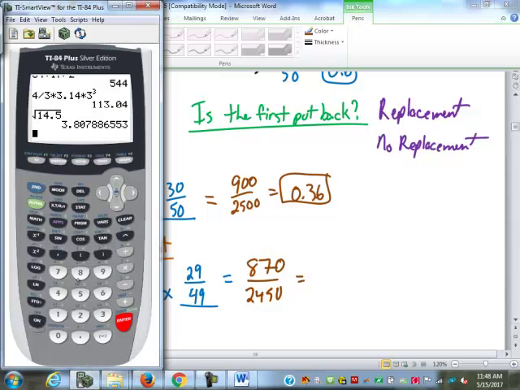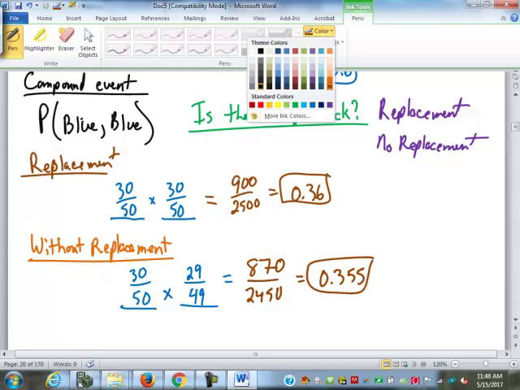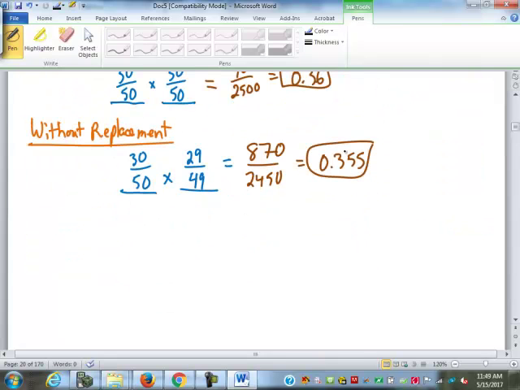If we divide that out, we get 0.355 probability. You can see just slightly less than if we had replacement. So this brings us to something called a conditional probability.